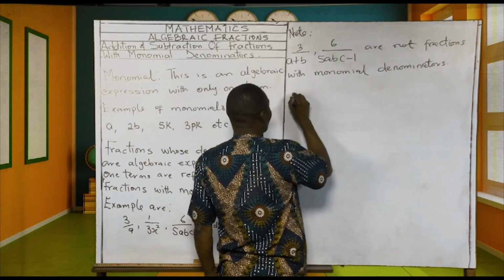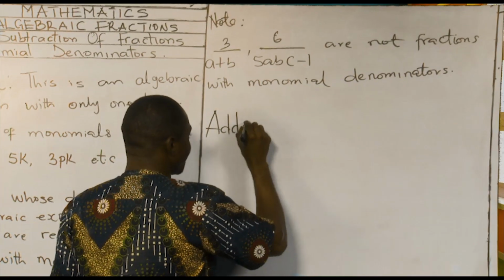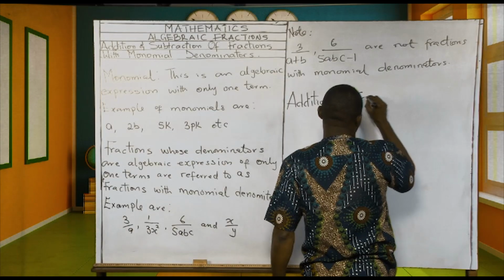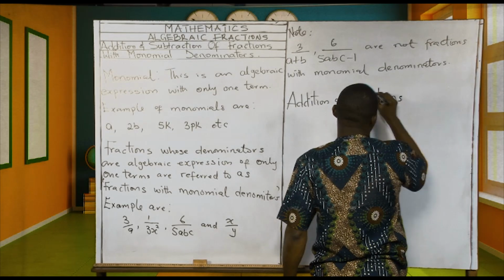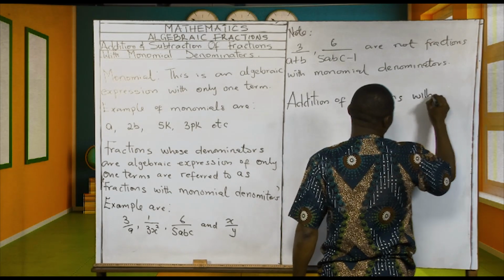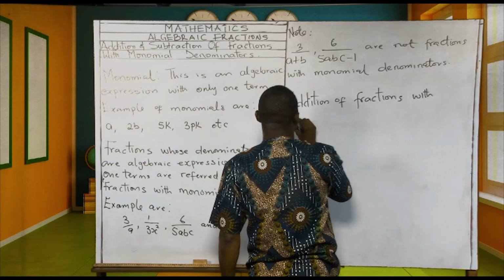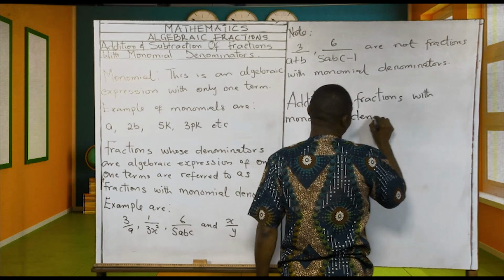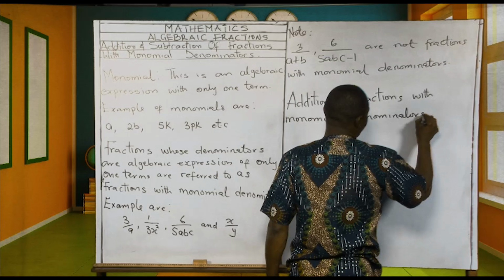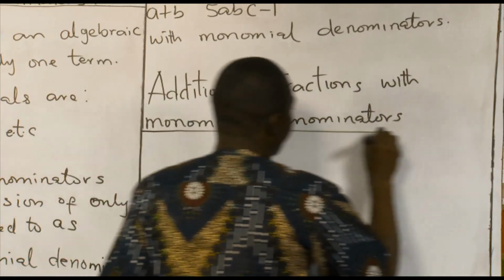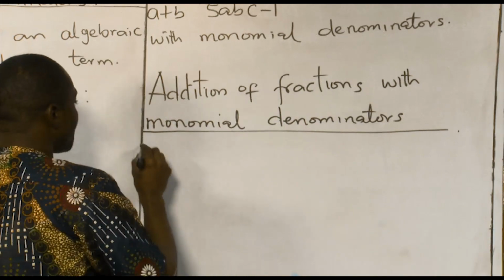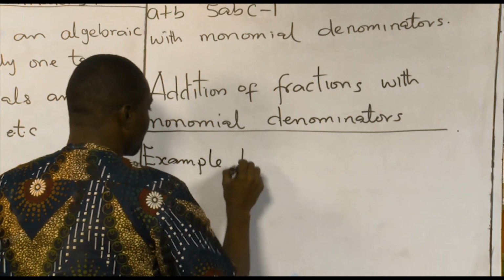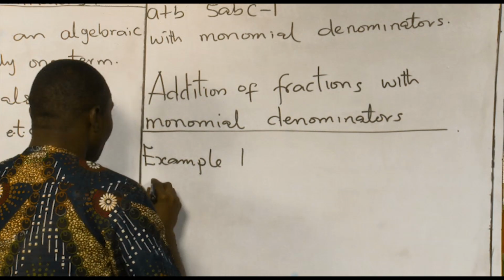Now let's move to how we can add fractions with monomial denominators. Example 1. Simplify the following.